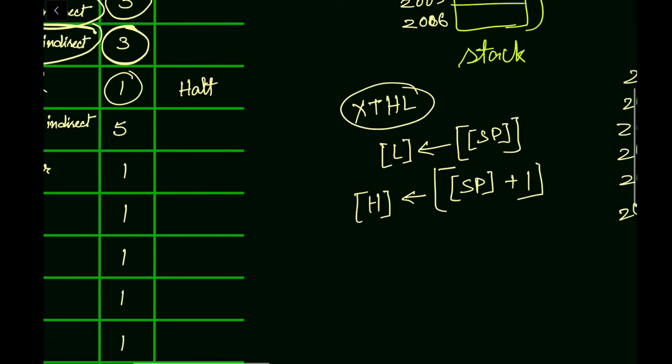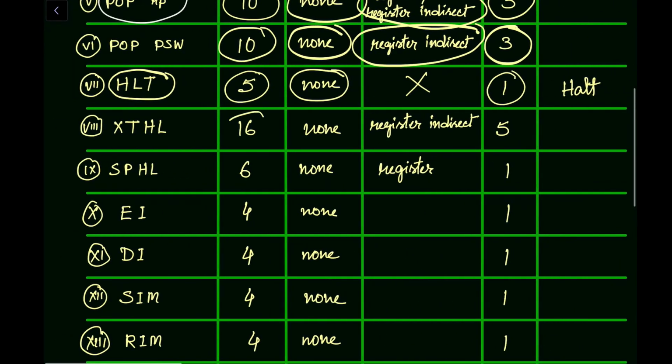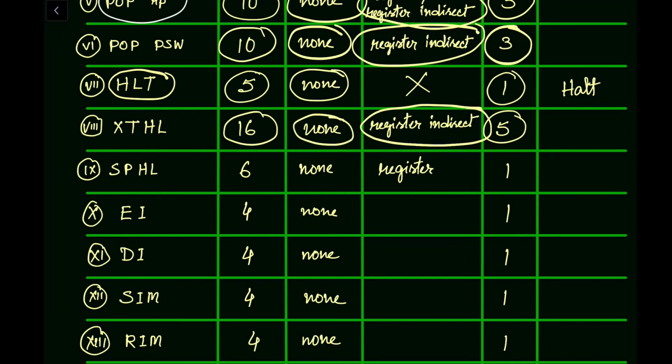This instruction requires 16 T states and 5 machine cycles. This is the register indirect addressing mode, because we have data manipulation here, and the register holding the data is given in the instruction. Therefore, this is the register indirect addressing mode, and we need 5 machine cycles and 16 T states.